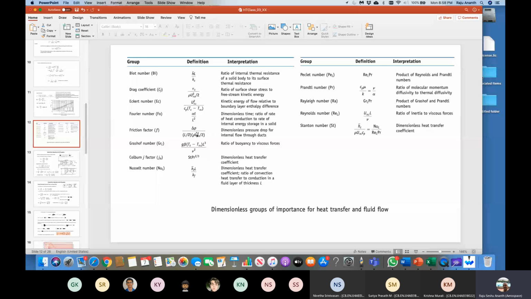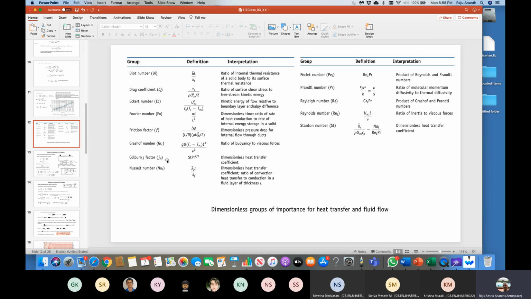Friction factor in a pipe, for example, is the pressure drop over a certain length divided by rho u square over 2. That we will do later. In natural convection, there is a number called the Grashof number. That's a function of gravity, the temperature difference between the plate and the environment, some length cubed, divided by the square of the kinematic viscosity, and the volume coefficient of expansion, beta. But that we will do a little later.